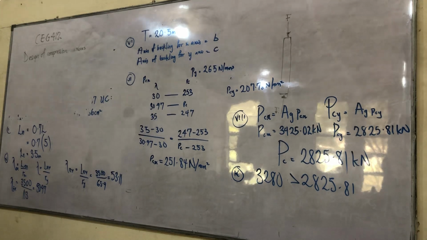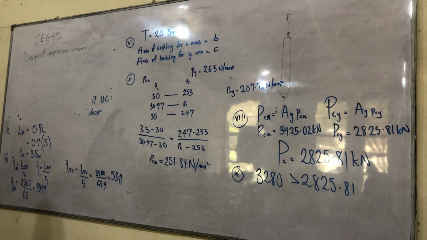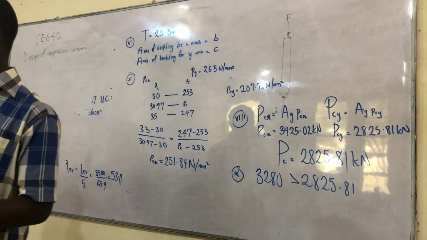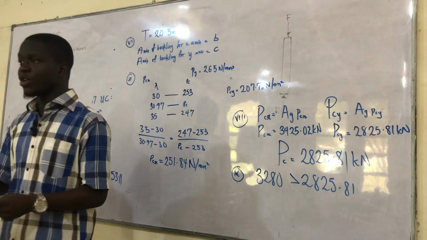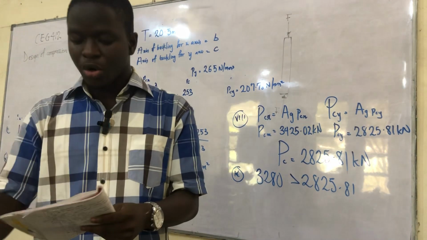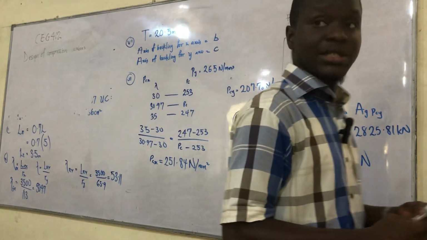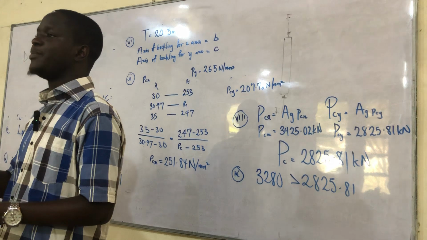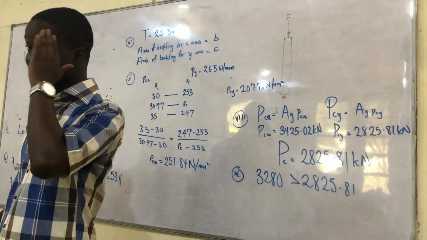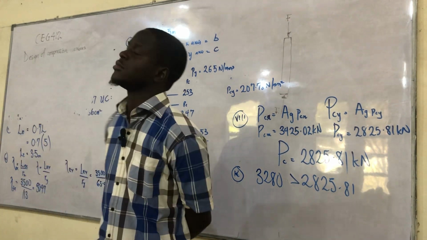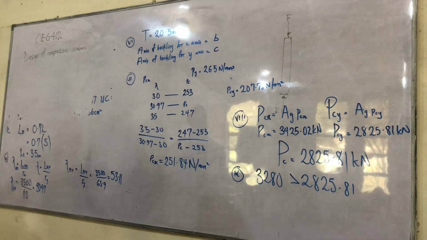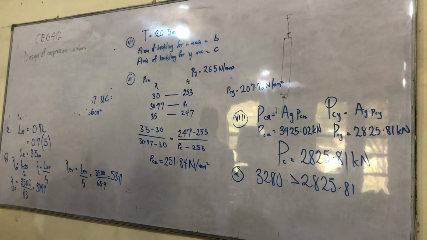Very good. Now, take down this question. Sorry, not this question. Summary of design procedures for compression members. That's your subheading. Members subjected to axial load and bending. That's the title. That's your topic. Now take down your design steps.